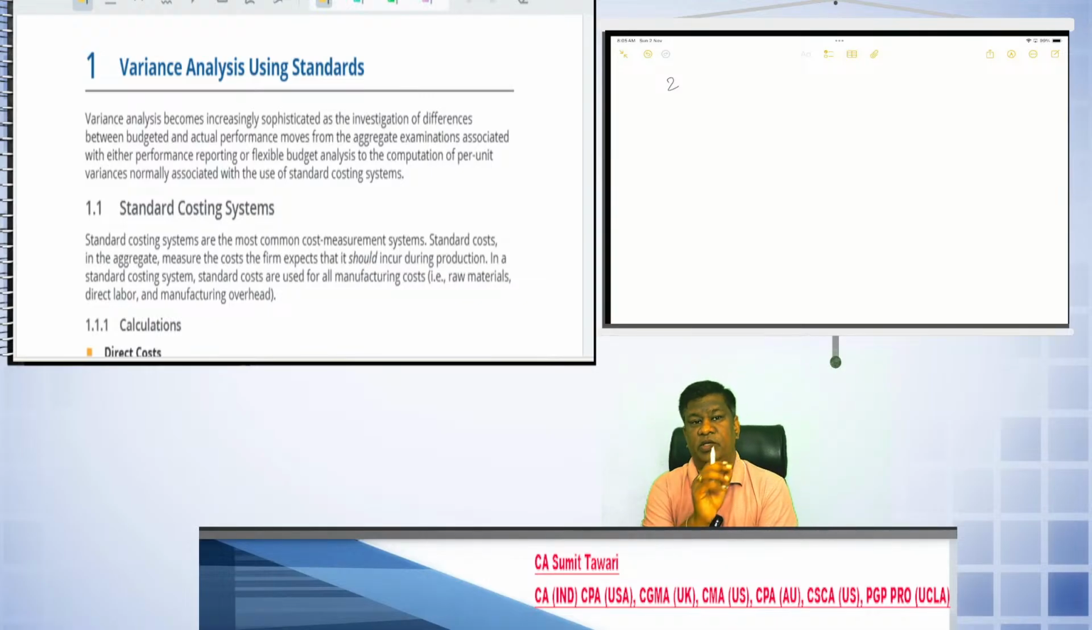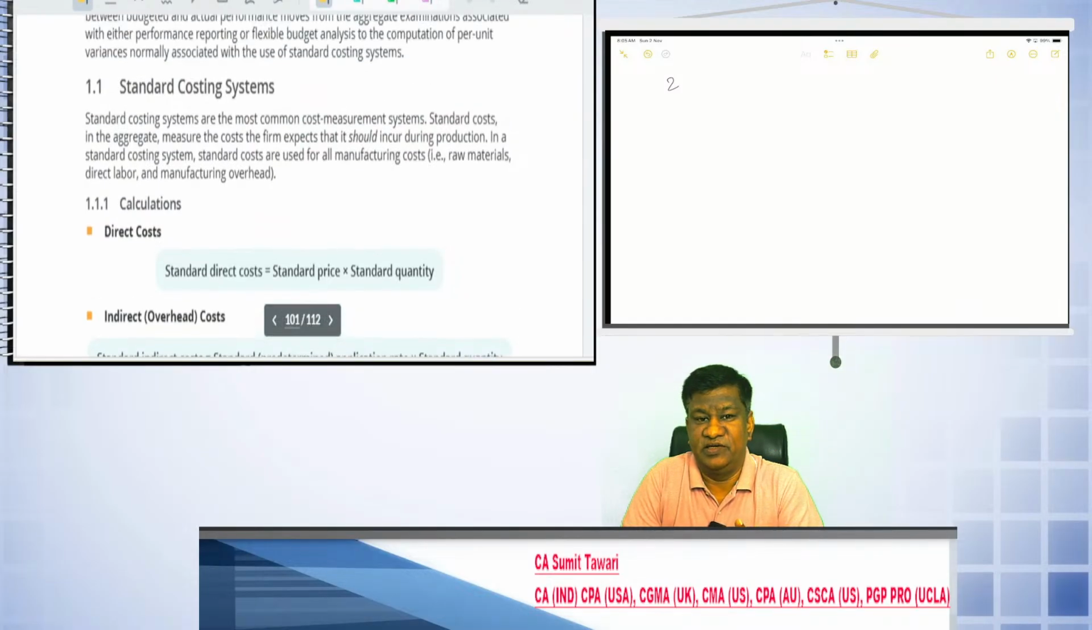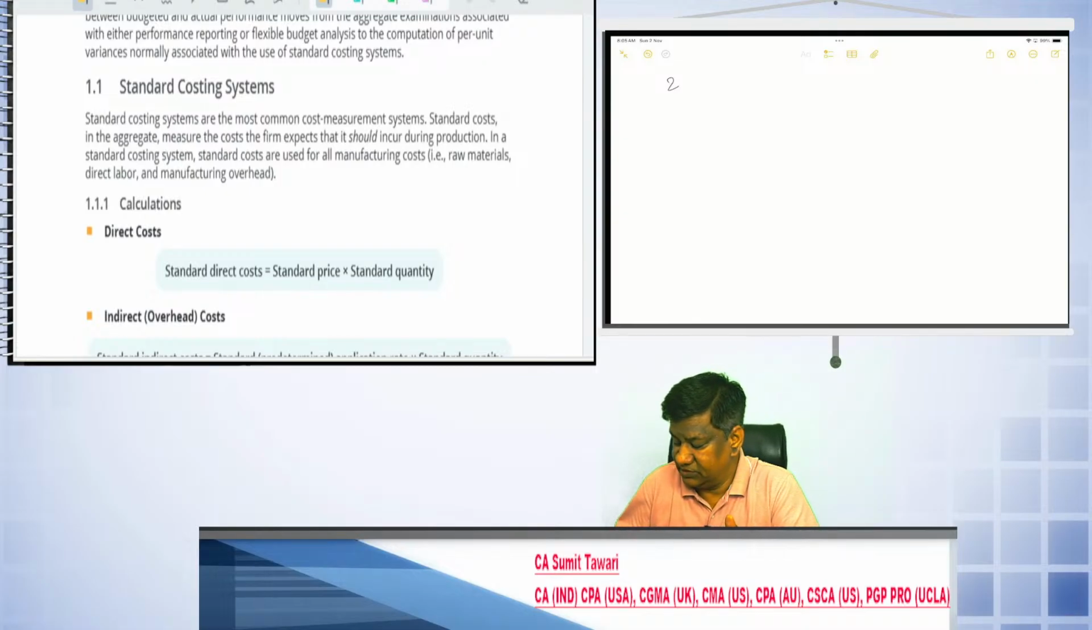Okay, so today we will start with standard costing. What is basically standard costing? Whenever we prepare a budget, we decide how much quantity we require, and then what would be the price of that quantity. So if I want to sell, say, 1000 units, this is my sales.